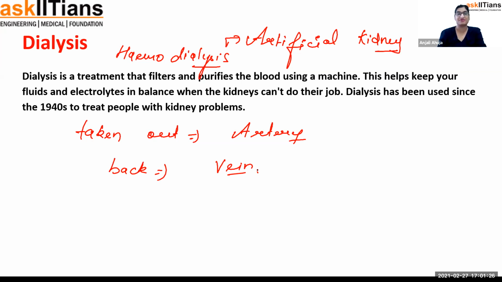Now let's read the statement that they have written. Dialysis is a treatment that filters and purifies the blood using a machine. This helps keep your fluid and electrolytes in balance when the kidneys can't do their job. Dialysis has been done since the 1940s to treat people with kidney problems.